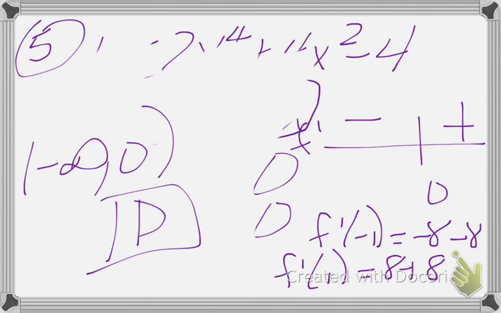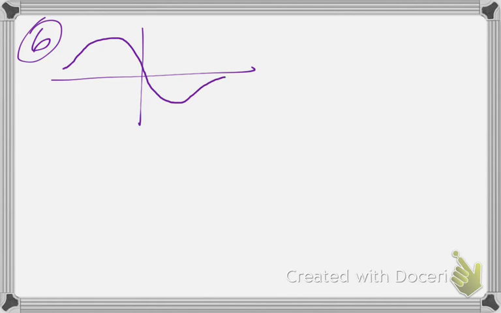And finally, oh my god, I'm so sick of making these. Okay, we have number 6. So we have this graph that looks something like this. Okay. And this is the derivative graph, f prime of x.